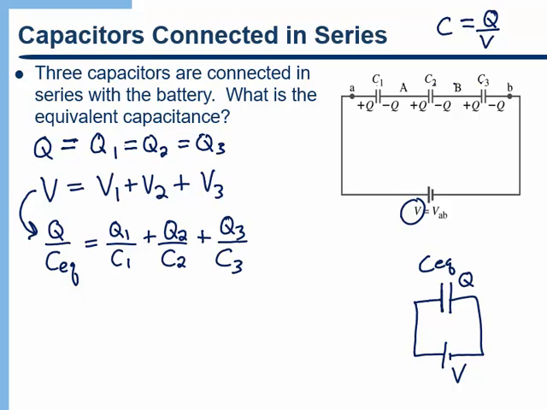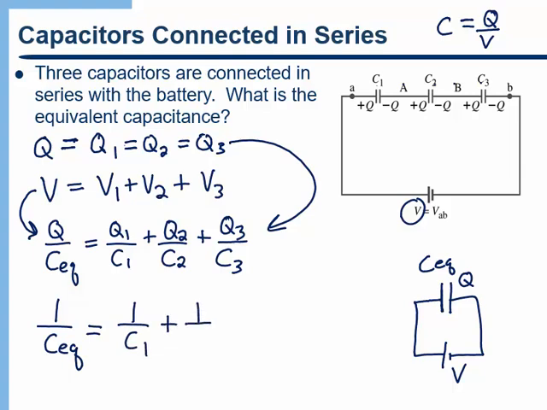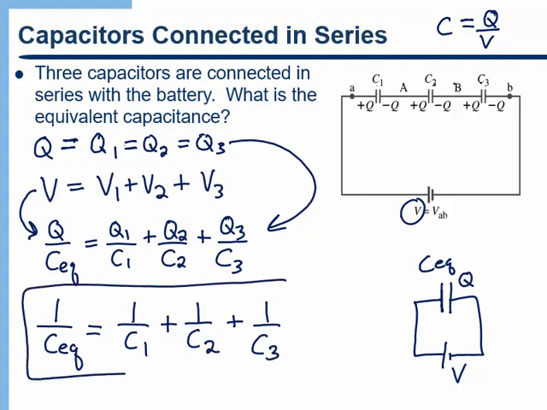Okay, so now you'll notice that again, using this idea that all of the charges are the same, I can divide through by Q, and I get that 1 over C equivalent is equal to 1 over C1 plus 1 over C2 plus 1 over C3. And that's how capacitors add in series.